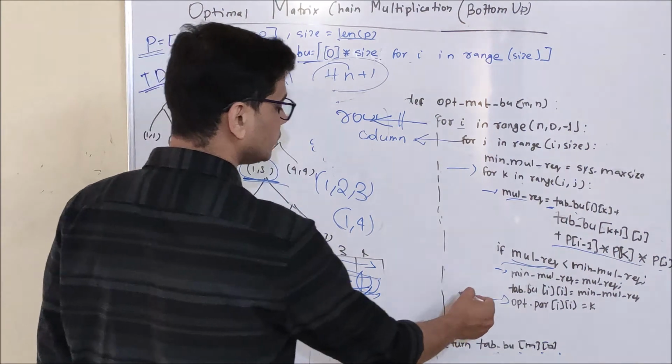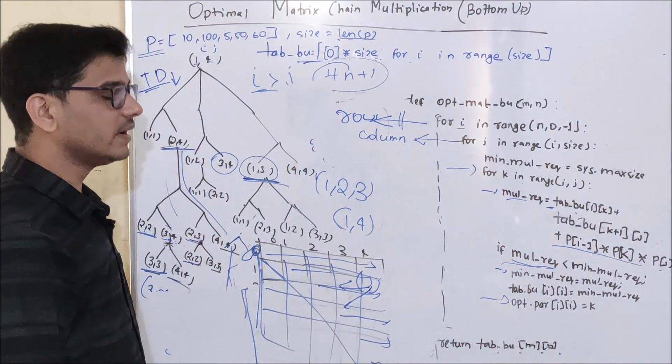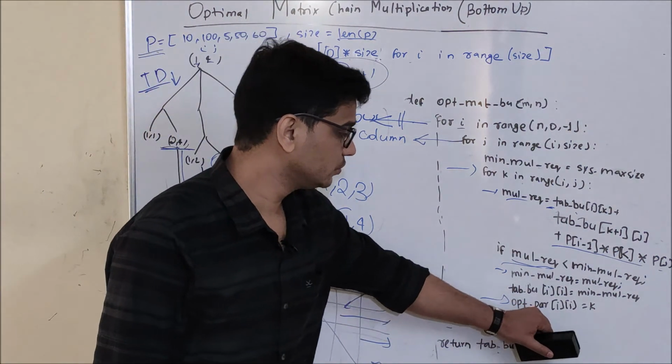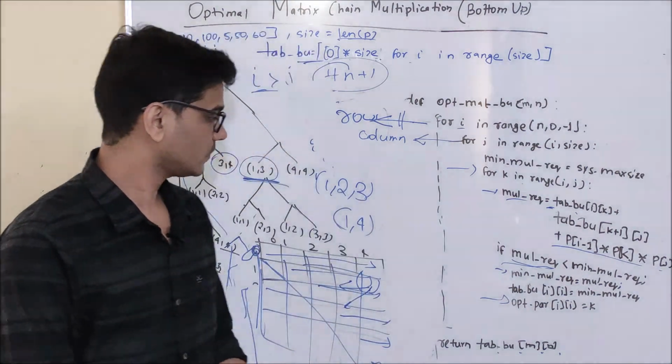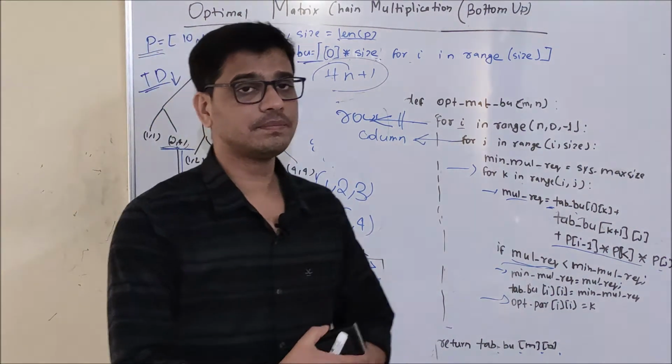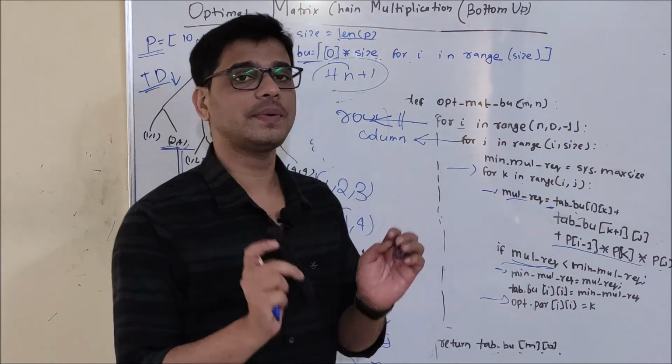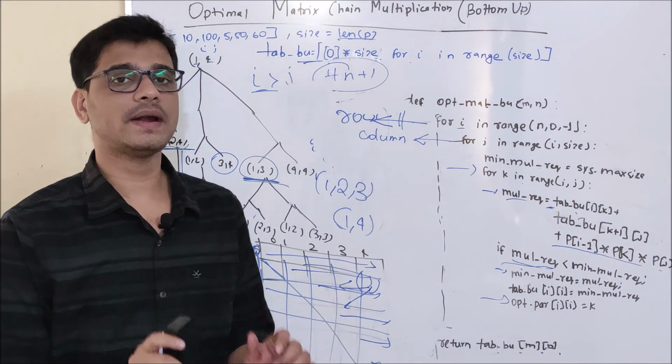So this is all I have for this particular video, and next video I am going to explain how to use this optimal parenthesis matrix to generate the parenthesis, that is printing the solution. What is the optimal way to multiply the matrix?